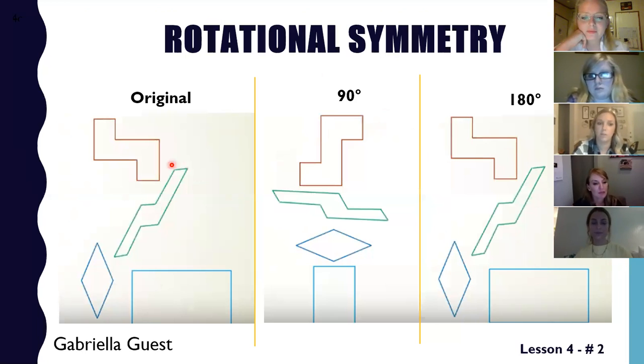So all of them have rotational symmetry? Yes. All of these shapes listed have rotational symmetry.